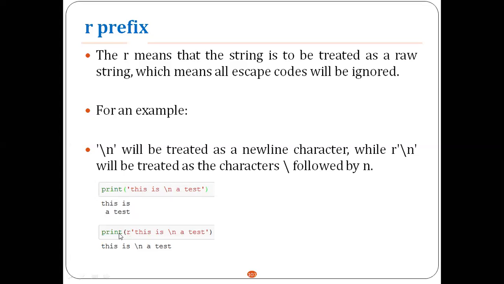Just look at the second example here. I'll convert this same thing into a raw string. So print, then followed by r, then this is my raw string: 'this is backslash n a test'. Now the output is like this: 'this is backslash n a test', right? Now backslash n is not treated as an escape code, but is treated as a string consisting of two characters, that is backslash and n. This is how you can treat an input as a raw string by just prefixing it with the r meta character.